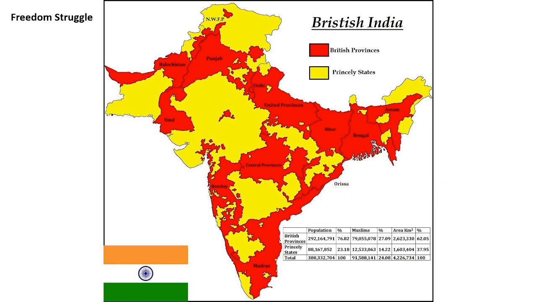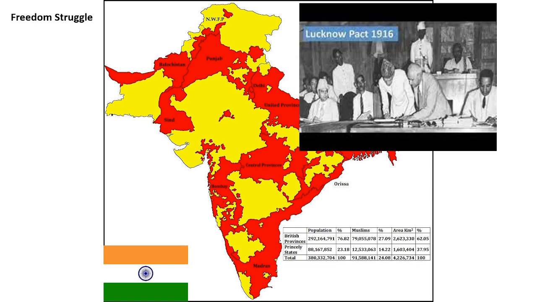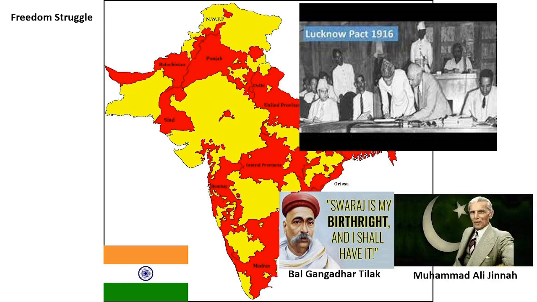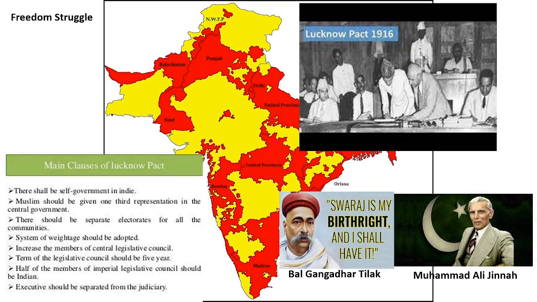There was a continuous tussle between the Indian National Congress and the Muslim League over the number of representatives in the cabinet. As a result, the Lucknow Pact was signed between Congress and Muslim League in 1916. From Congress, Bal Gangadhar Tilak signed the document, and from Muslim League, Muhammad Ali Jinnah signed. As per the pact, Muslims should be given one-third representation in the central government, there should be separate electorates for all the communities, and the executive should be separated from the judiciary.